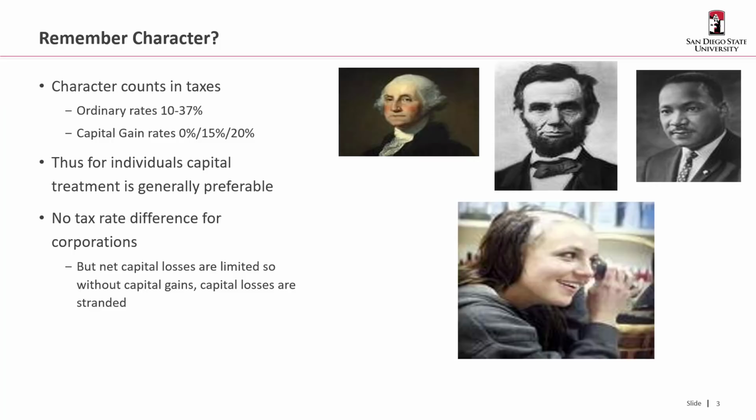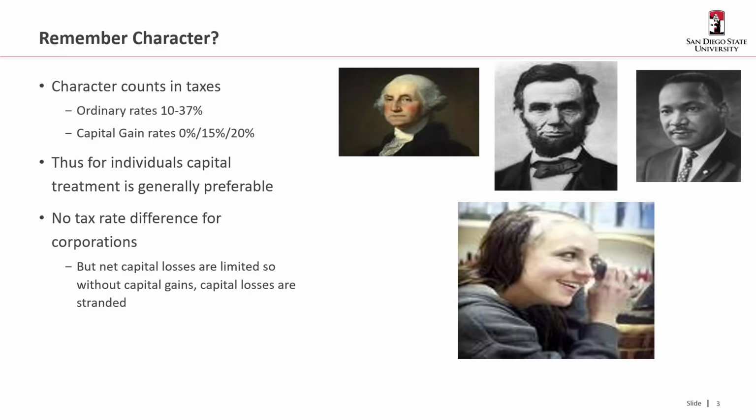The reason that matters in large part is because rates differ, or at least that's one of the primary reasons. So ordinary rates now for individuals are 10 to 37%, whereas capital gain rates can be as low as 0% or 15% or 20%. So generally speaking, for an individual, capital treatment is preferable, right? Especially with a gain, because we pay less tax.